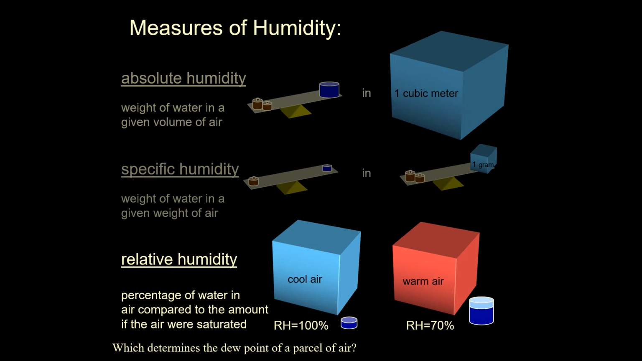The specific humidity is actually the weight of the water in a given weight of the air. That means absolute humidity is mass divided by volume. Specific humidity is mass divided by mass. That means weight of the water vapor divided by weight of the total air.